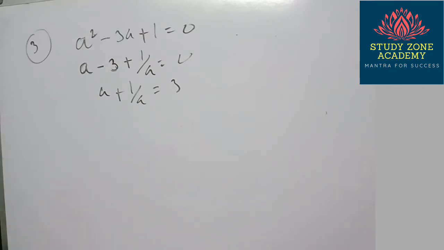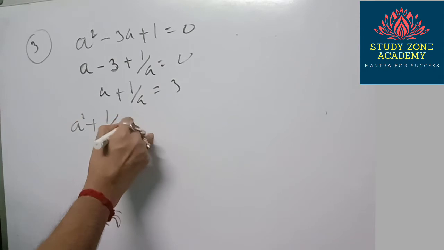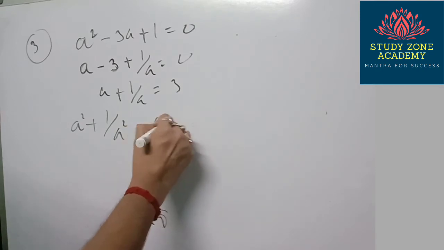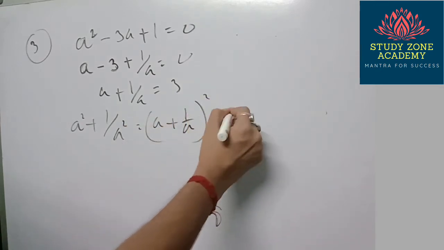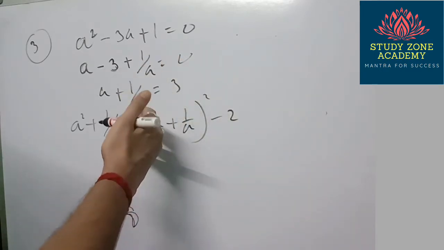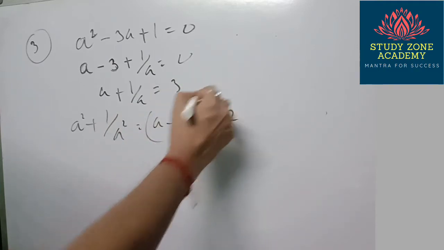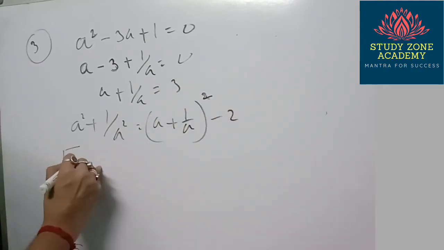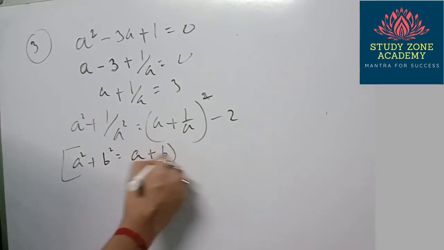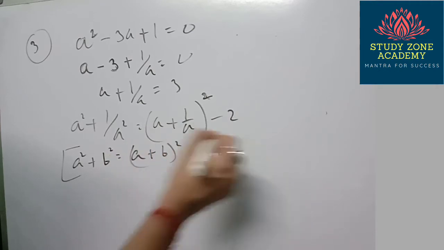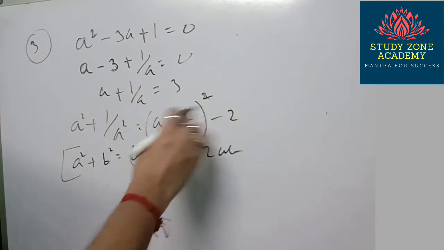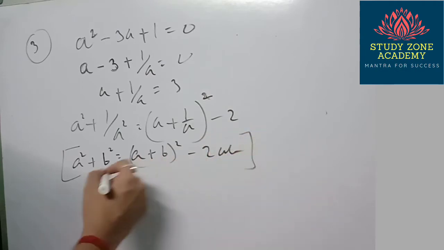Now we need to calculate a square plus 1 by a square. Fine. Now how to do it? A plus 1 by a whole square. And how to get it? So we know that a plus 1 by a whole square minus 2 is actually a square plus 1 by a square. I hope you know this formula. If not, then I'm writing it here. It's simply like this: a square plus b square. If you take a plus b whole square minus 2ab, you're going to get this. If you take a into 1 by a, it is getting cancelled, so you're not writing it. But it's the original formula.